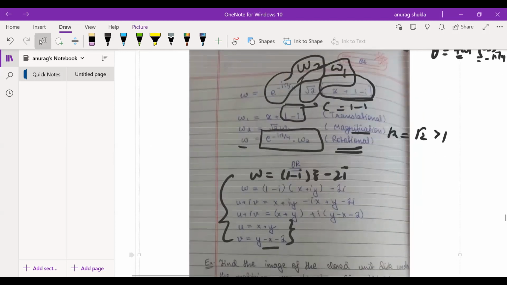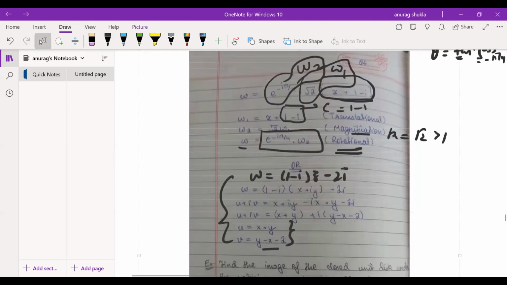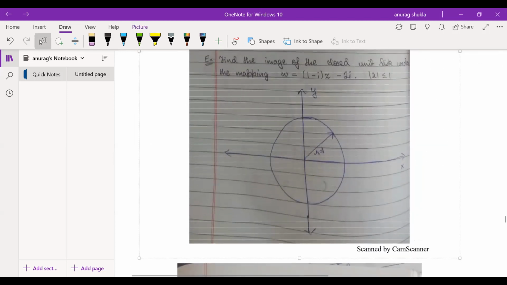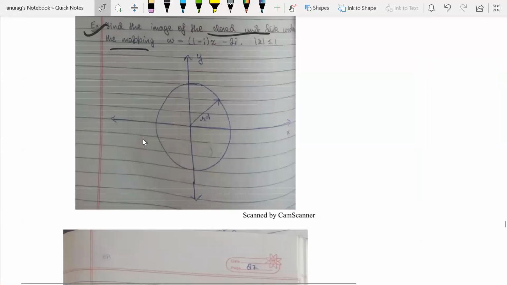Next example is find the image. Just put the value of z and w, you can find the image. Find the image of the closed unit disk under the map w equal to 1 minus i z minus 2i. And what is given? Mod z is given less than equal to 1.